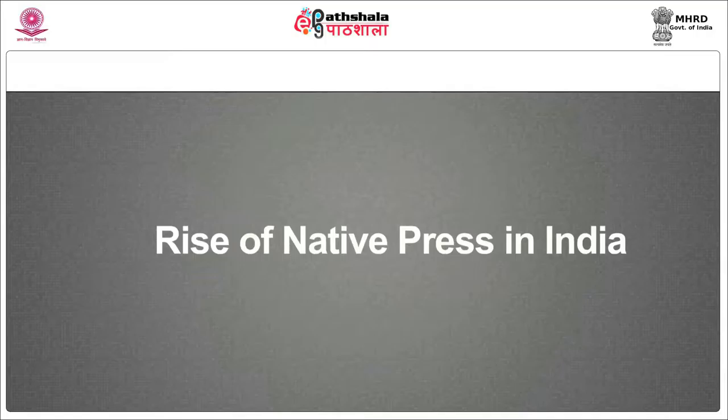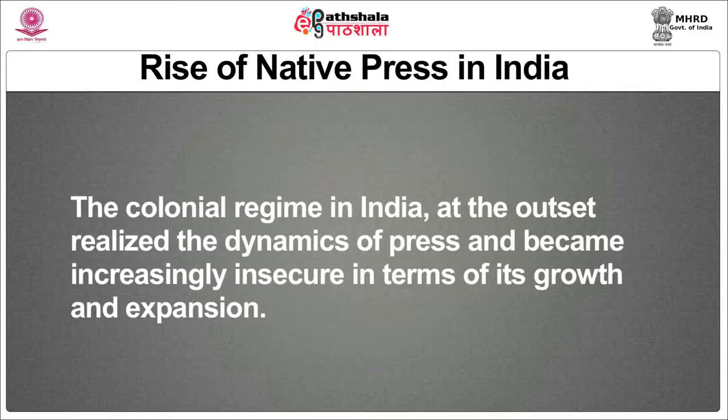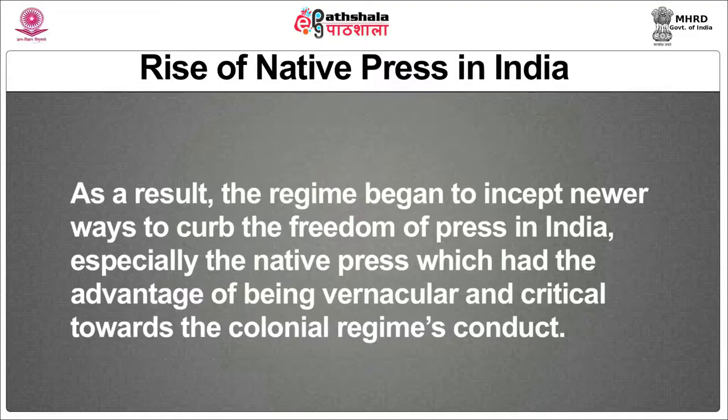Rise of Native Press in India. The colonial regime in India at the outset realized the dynamics of press and became increasingly insecure in terms of its growth and expansion. As a result, the regime began to incept newer ways to curb the freedom of press in India, especially the native press, which had the advantage of being vernacular and critical towards the colonial regime's conduct.